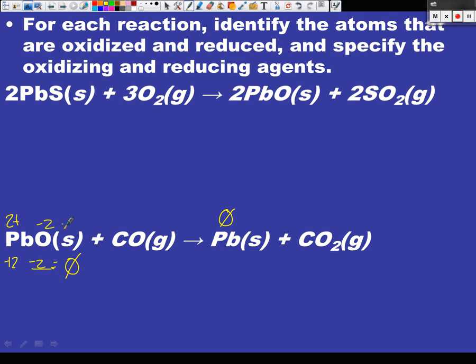So what did lead do from reactant to product side? It went down, so that's reduction. Okay. Oxidation equals lead, not red. It equals lead. All right.